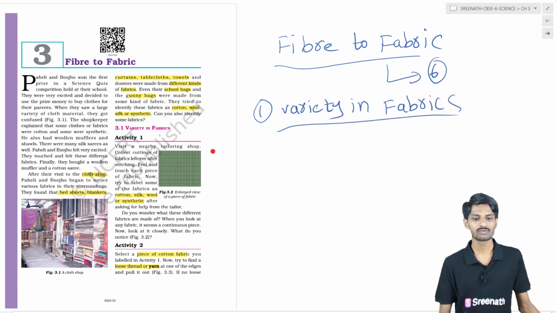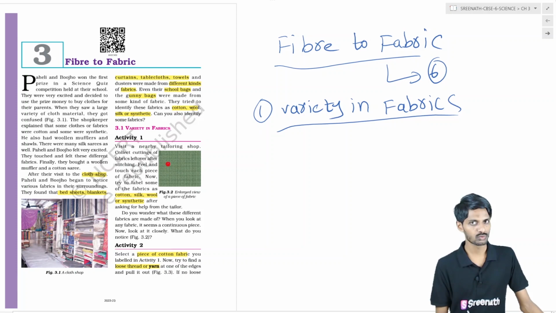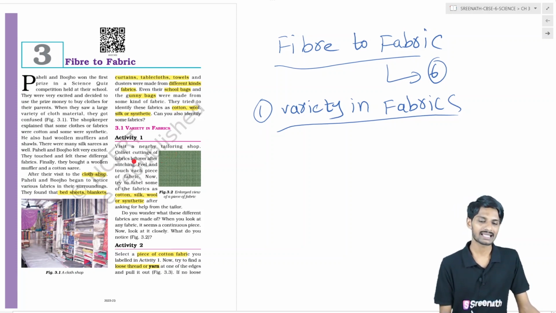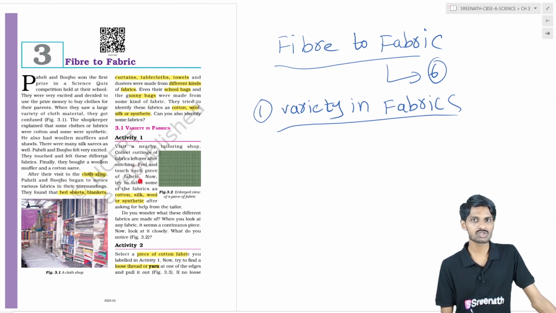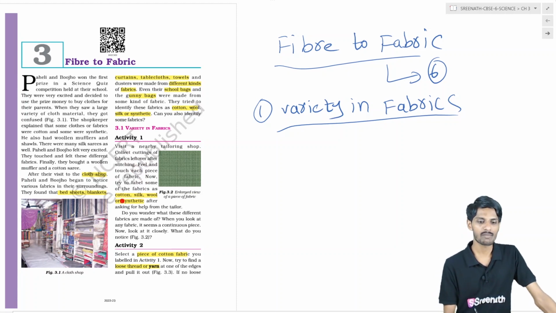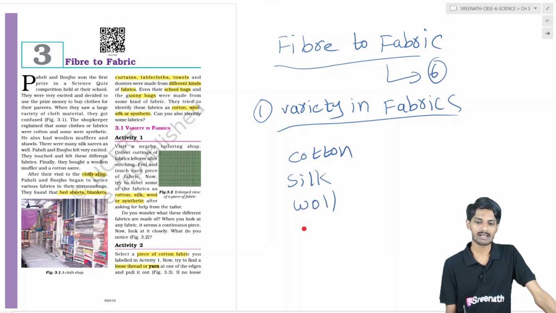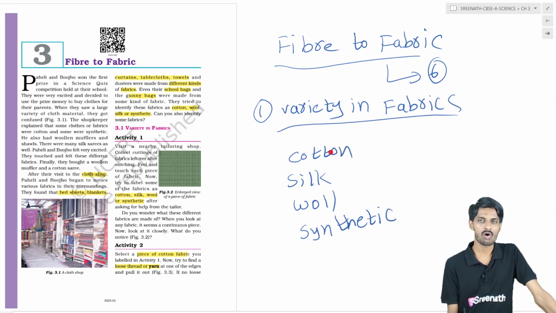If you visit a tailoring shop and collect some of the cuttings which are left over after stitching, when you observe all those fabrics, you will see that some are made of cotton, some are made of silk, some are made of wool, and some are synthetic. So the varieties of fabrics are cotton fabrics, silk fabrics, wool fabrics, and synthetic fabrics. These are the different types of fabrics we are currently using.